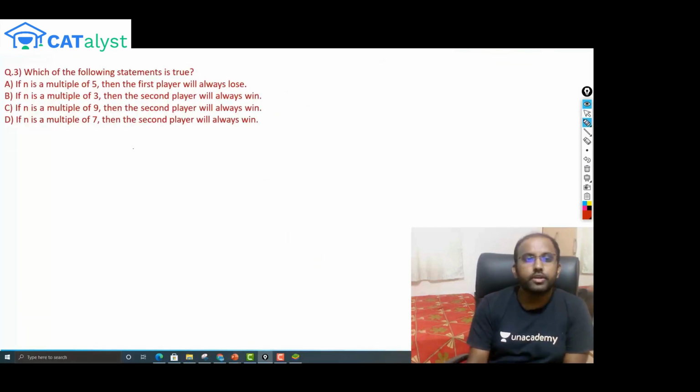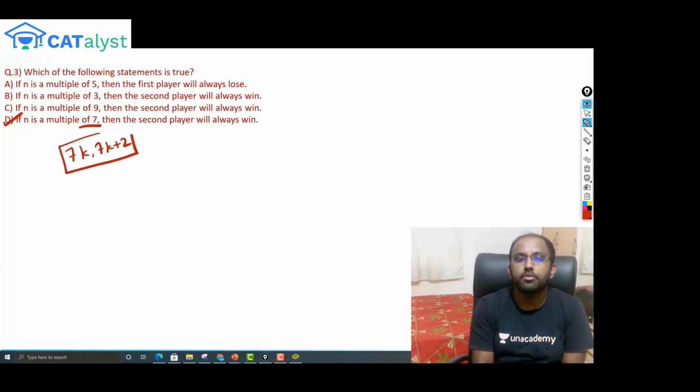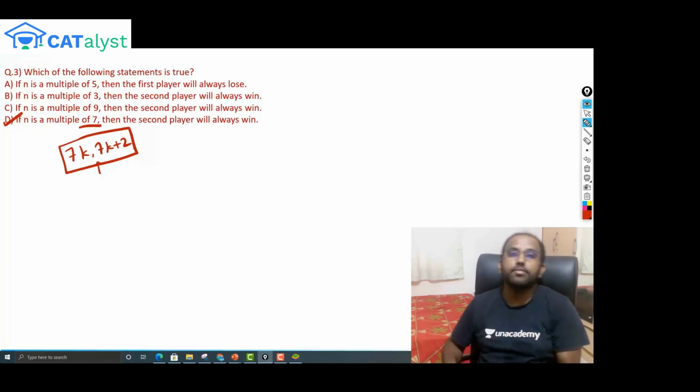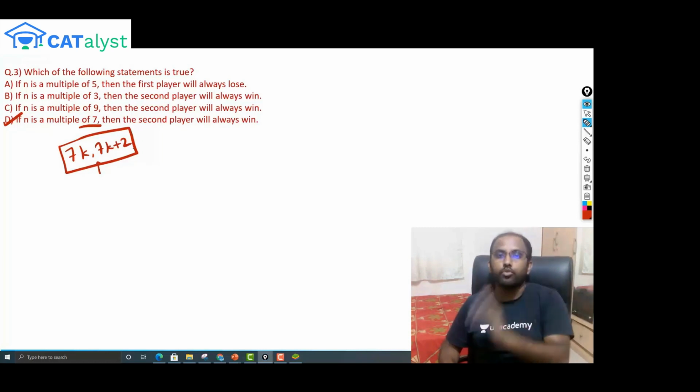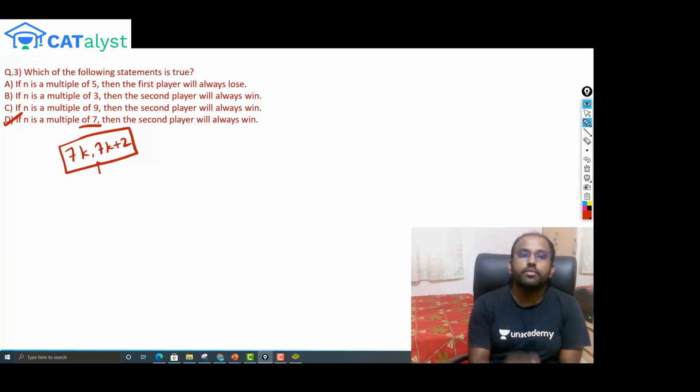One more question here, guys. It says which of the following statements is true? If you read the options here, you'll find that D is true, because if n is a multiple of 7, the second player will always win. Why? Because the numbers are 7k and 7k plus 2. These are the losing numbers for the player who started. That means the player who didn't start, the second player, will win the game at these losing numbers, right? So option D is the answer for this question.